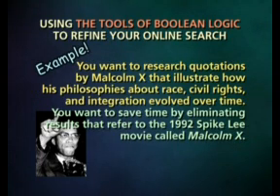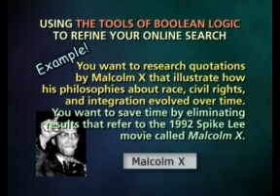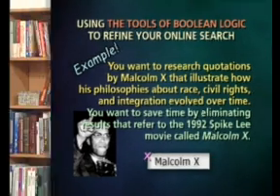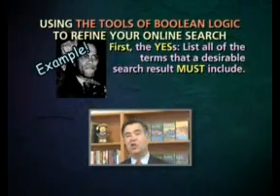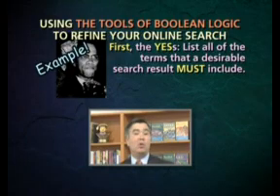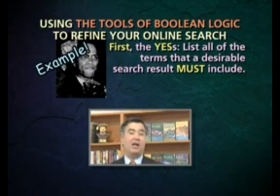If you do a quick, rough search using a search engine and just enter Malcolm X, you'll find many, many websites that deal with Spike Lee's movie, and those are just going to distract you from your real focus. So how could we combine the techniques that we've learned so far to submit an appropriate query to a Boolean search engine? First, let's list all the terms that a desirable search result must include, and we'll use quotation marks around any exact phrase or name.